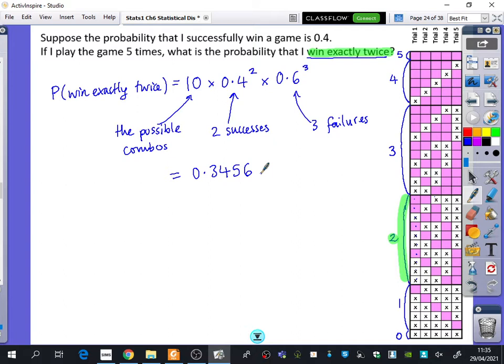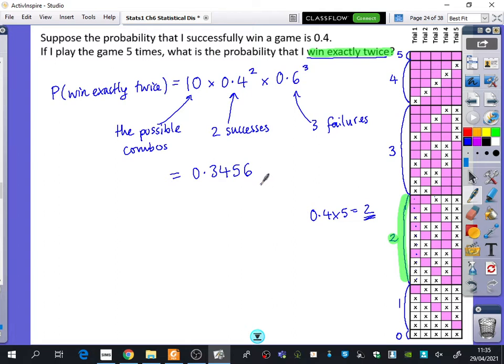So about a third, 34%, that's roughly a third. I've got a 1 in 3 chance that if I played the game 5 times, I would win 2 of them. Which kind of feels reasonable, doesn't it? If it's a 40% chance that you would win, and you're playing it 5 times, 0.4 times 5 is 2, obviously. I don't know why I did that on my calculator. So that's the most expected thing you'd think you'd win. You think you'd win 2 of them. The probability that you win 2 of them is 0.3456.